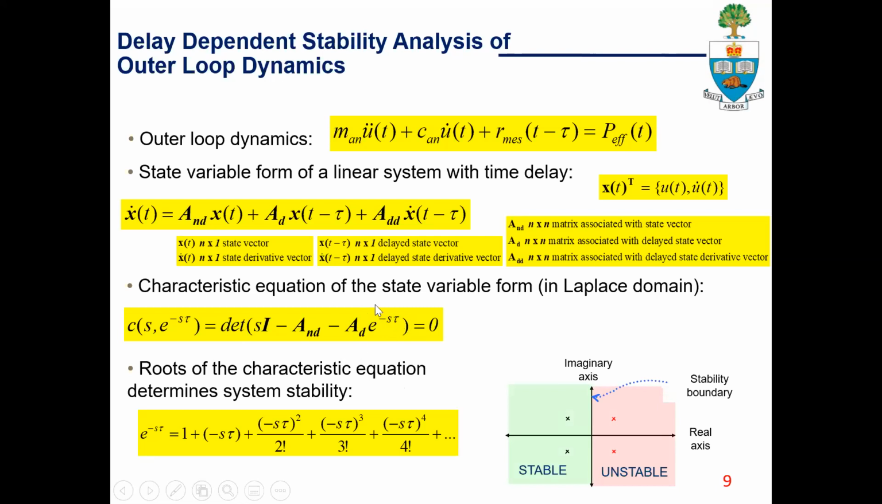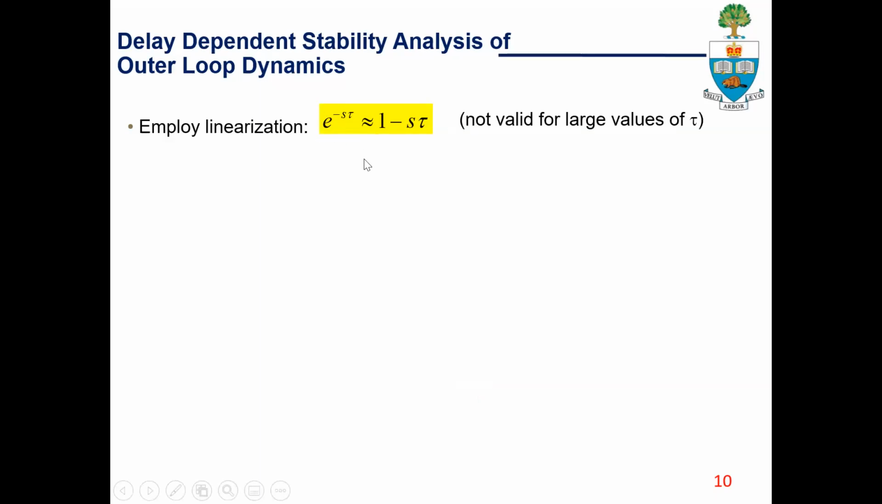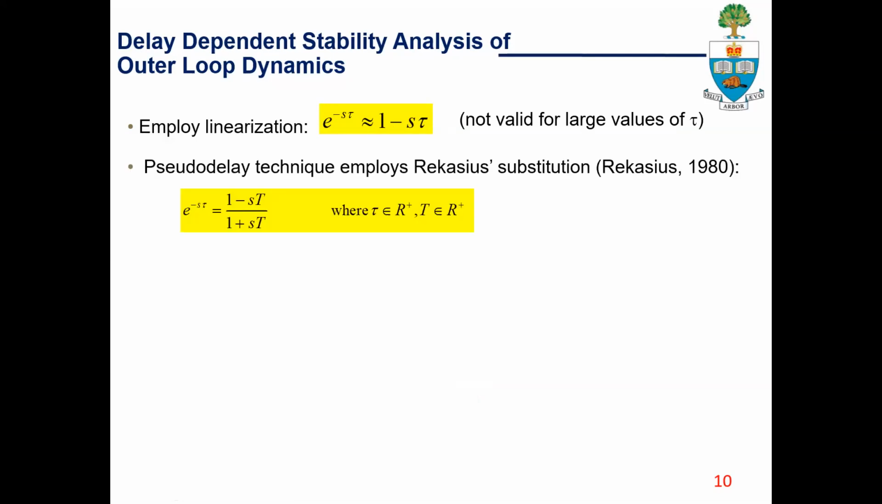But the instant that we have a non-zero amount of tau delay in the system, the exponential term comes with technically infinitely many roots. So the earlier studies on this employed a linearization. So they introduced this approximation to represent the exponential term. And obviously, this would not be a valid approximation for large values of delay.